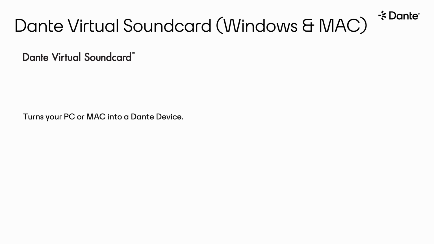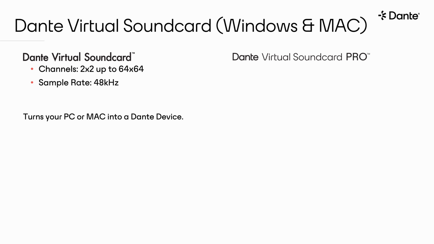Dante Virtual Sound Card comes in two versions, DVS and DVS Pro. The primary difference between them is the number of channels that can be achieved and the sample rates that can be used. The channel count of the standard version of DVS is adjustable from 2x2 up to 64x64 at 48 kHz, with latency options between 4 and 10 milliseconds.